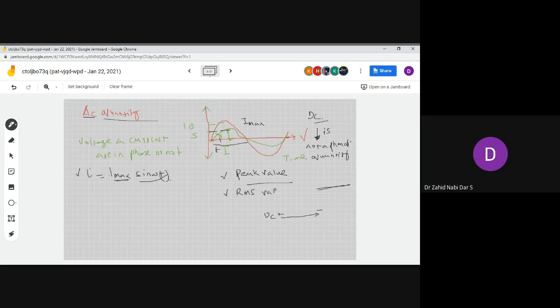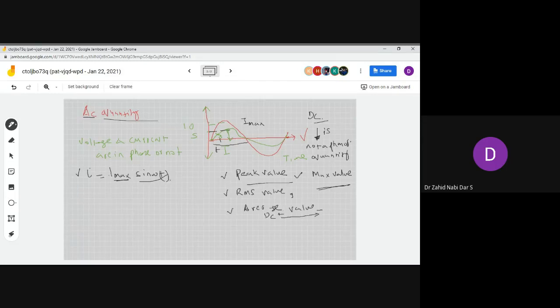This peak value is also called the maximum value. In some questions, if they ask you the max value, this is the peak. Then there is the RMS value, and it also has an average value.